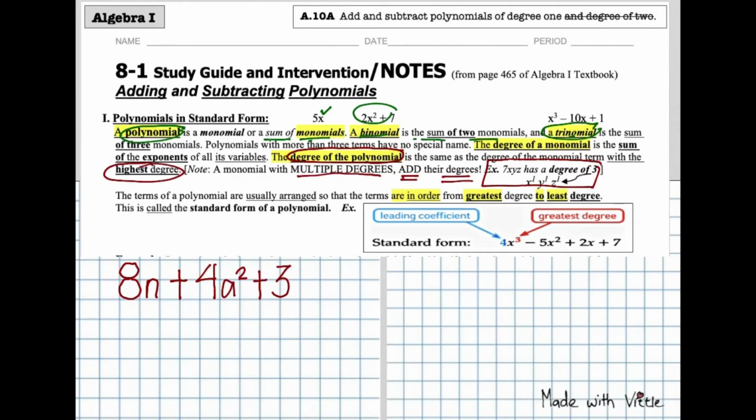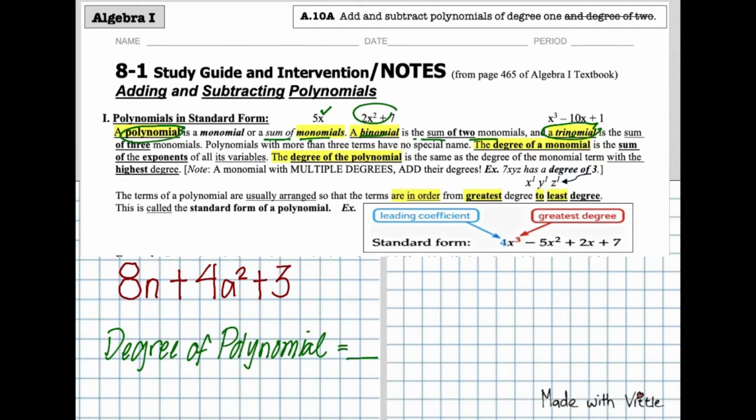Okay, let's look at this trinomial, which is n^8 plus 4a squared plus 3. What will be the degree of this polynomial? When they're looking for the degree of a polynomial, you're looking at the monomial term with the highest degree. So in this case, you know this variable has 1 degree. The a has a second power, so its degree is 2, while the 3 doesn't have any power. So if we want the degree of this polynomial, I'm looking at the highest degree, which will be that 2.